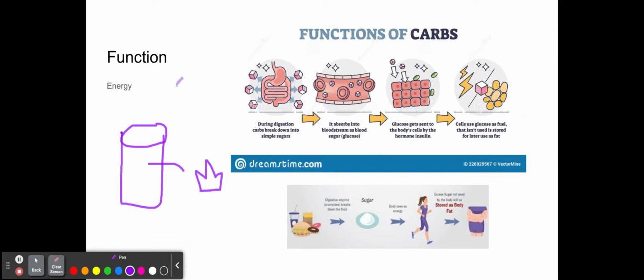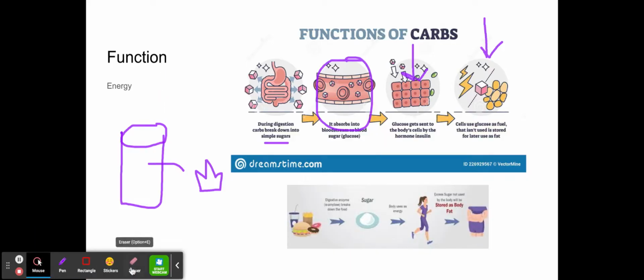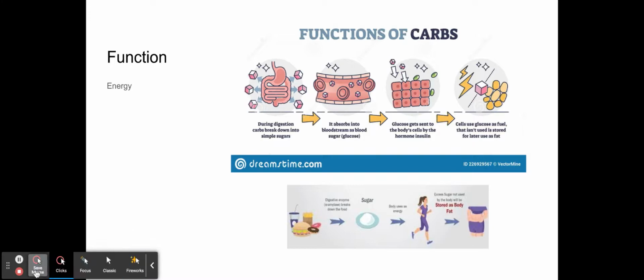But if you eat a complex carb, like a bowl of pasta, your body's going to break down that starch into a simple sugar. It's going to go into my bloodstream. If I don't use that sugar right away, it'll be sent to the body cells through insulin, the signal of insulin. And if it's not used as fuel, like if I don't work out at all, it's going to be stored and later used as fat. So energy is key when it comes to carbohydrates. That is its main function.